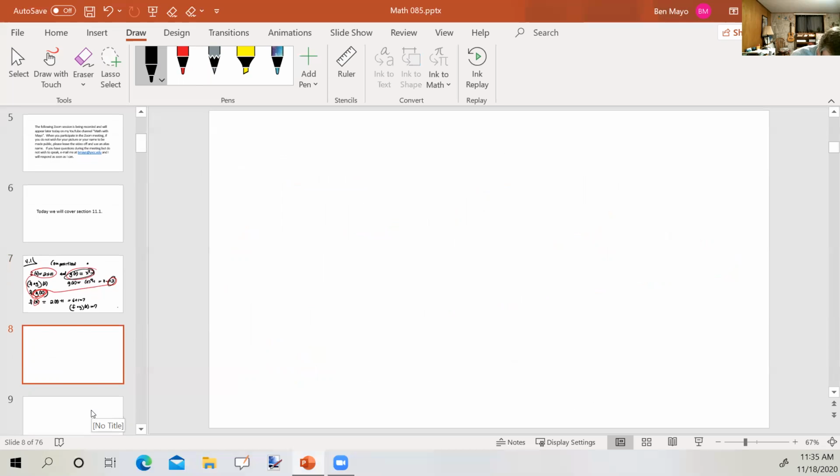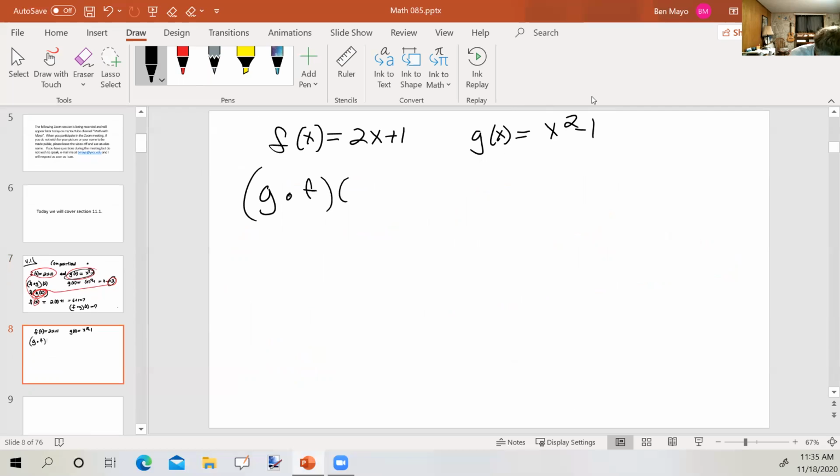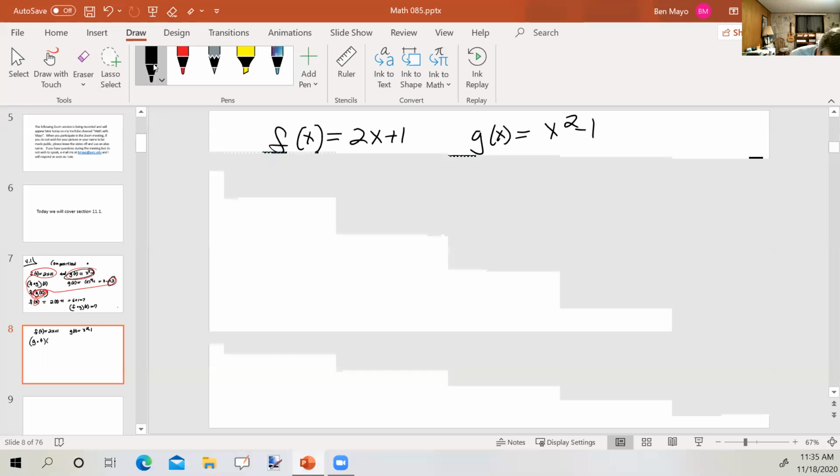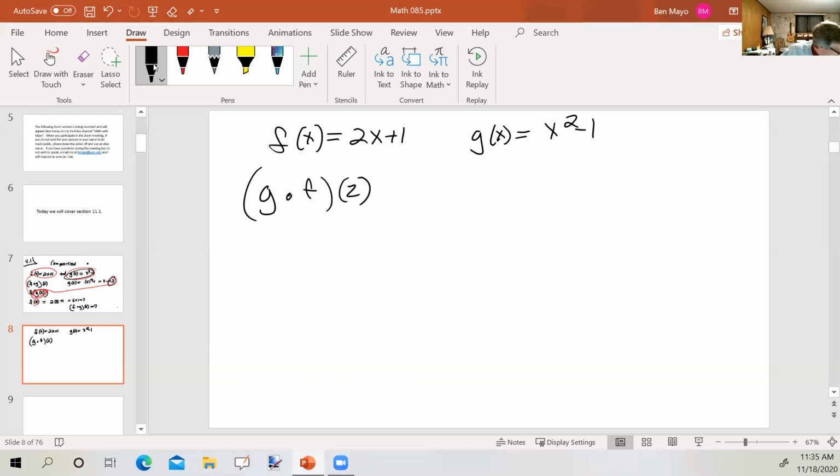Let's take those same two situations. f of x equals 2x plus 1, and g of x equals x squared minus 1. Now let's find g composed with f of, sorry, of 2 again. Yeah, I looked at the wrong thing here. That's also of 2. Okay, so we did f composed with g of 2. Now we're going to do g composed with f of 2.